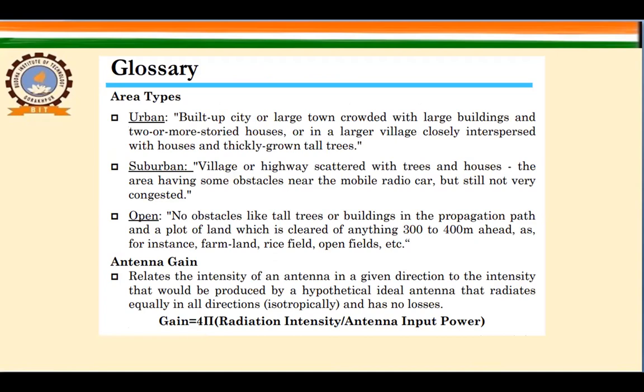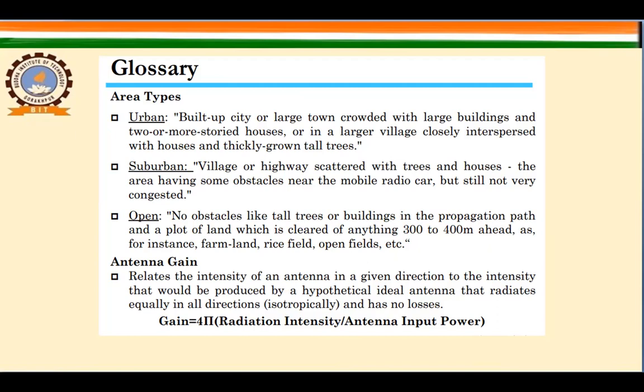The glossary contains certain meanings which are used in wireless mobile communication in terms of area types. The area is divided into urban area, suburban area, and open area. Urban areas are built-up cities, or you can say large towns, having a lot of population, a crowded area with a large number of buildings and two or more storey houses. These tall buildings are human-made, or in a large village closely interspersed with a chain of houses and thickly grown tall trees.